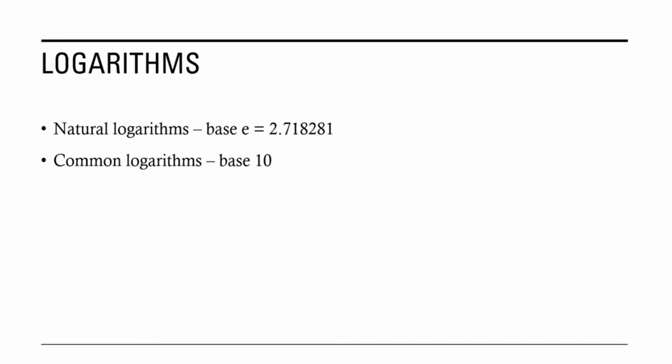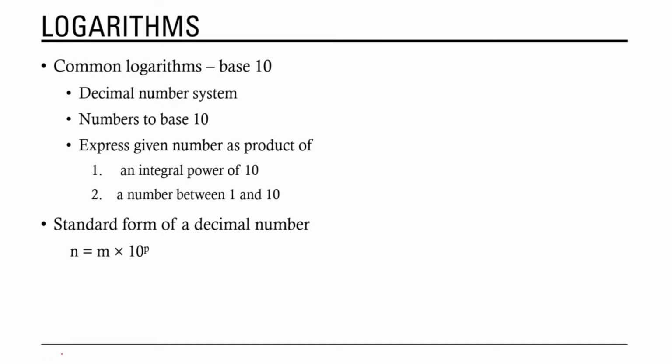Under logarithms we have two types, one is natural logarithms and the other one is common logarithms. Those logarithms which are written to the base e are called natural logarithms. The value of e is 2.718281. In our calculations and in our common practice, we use common logarithms. These common logarithms are written to the base 10. We will see some more about this common logarithm.